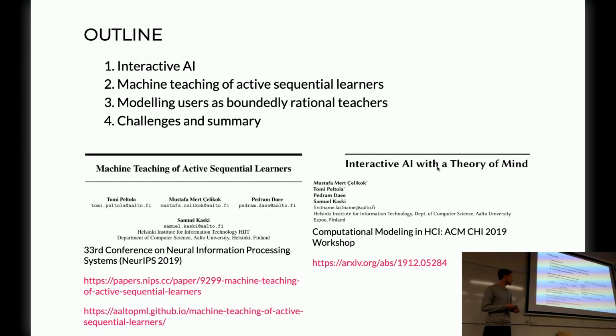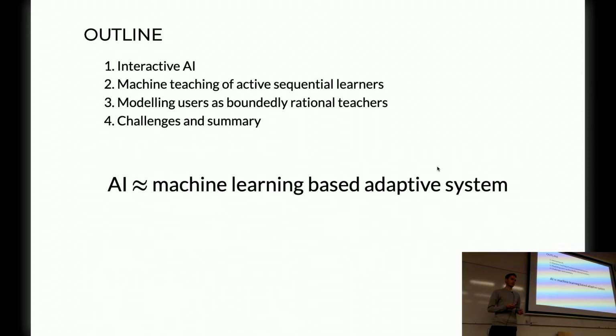I think that's fine. So this is mainly based on two papers, one which was last year in NeurIPS, this machine teaching of active sequential learners, and then one workshop paper from FCAI last year. And this is joint work with Mert, Petram, and Sami from this department. And for the purposes of this talk, AI is a nice shorthand for machine learning-based adaptive system.